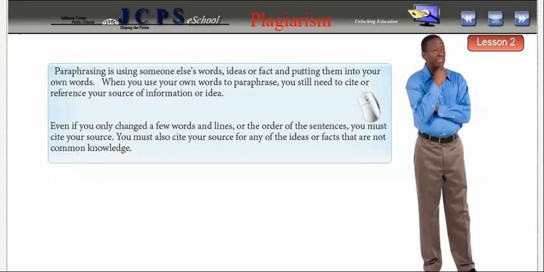Paraphrasing is using someone else's words, ideas or facts, and putting them into your own words. When you use your own words to paraphrase, you still need to cite or reference your source of information or idea. Even if you only changed a few words and lines, or the order of the sentences, you must cite your source. You must also cite your source for any of the ideas or facts that are not common knowledge.